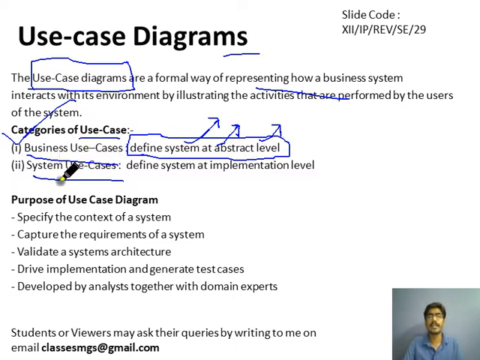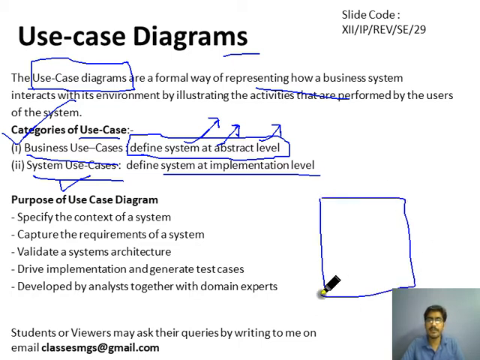And in system use case diagrams, we discuss the features of the software that are provided, and how these features will interact with the system. This is discussed through the system use case diagram, in which we give implementation-level detail.